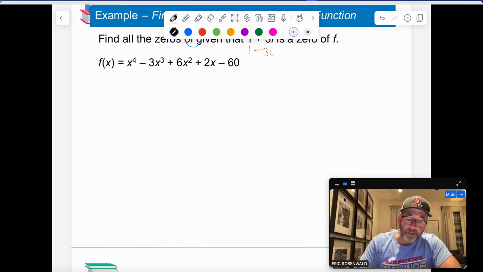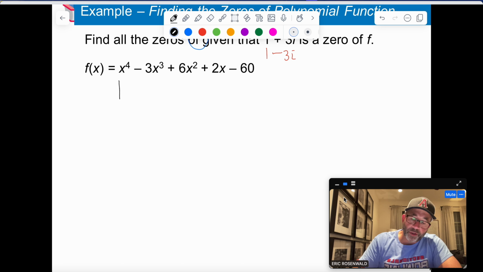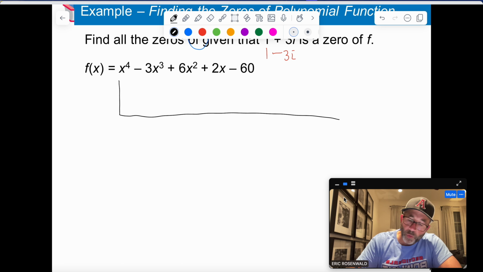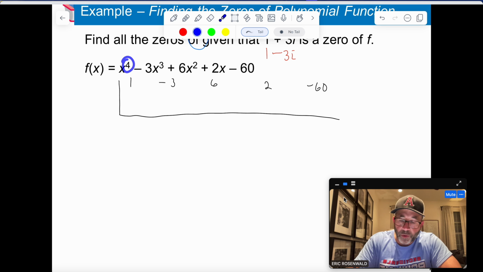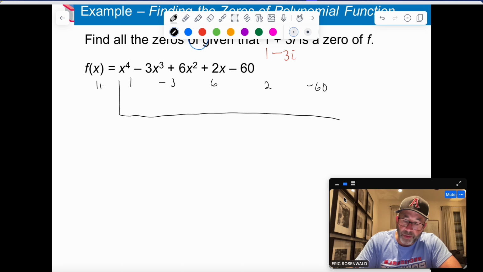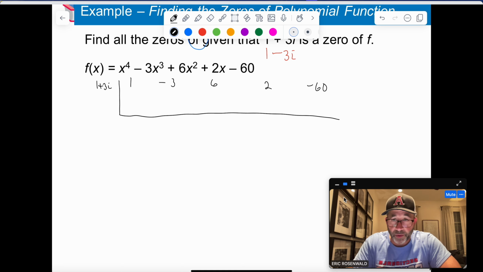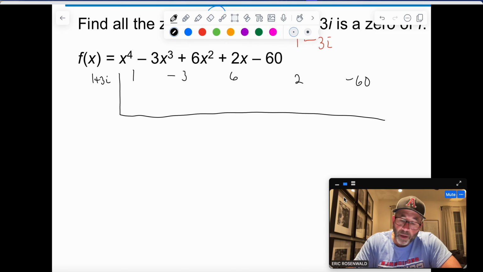Let's see what we can do here. If we know it's a 4th degree polynomial, we have a 1, negative 3, 6, 2, and negative 16. Look at the degrees: 4, 3, 2, 1, none. We've got all degrees accounted for, so there's no zeros that have to be added in here. Let's start first with 1 plus 3i. Now, this is not fun to work with, but it actually still works out pretty well. You'll see. Bring it down.